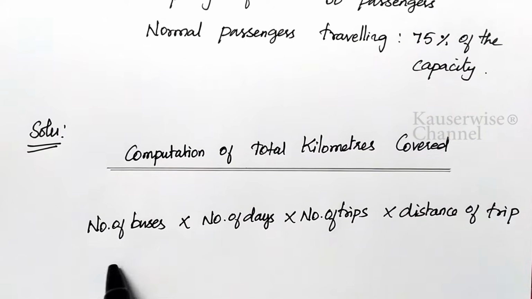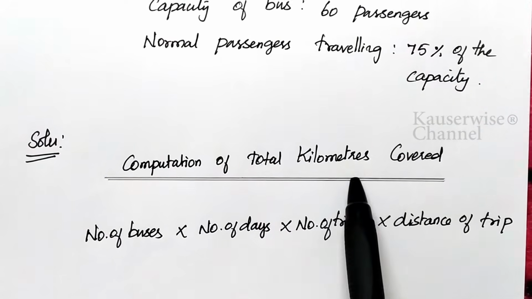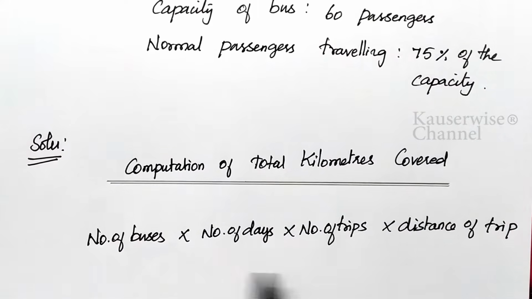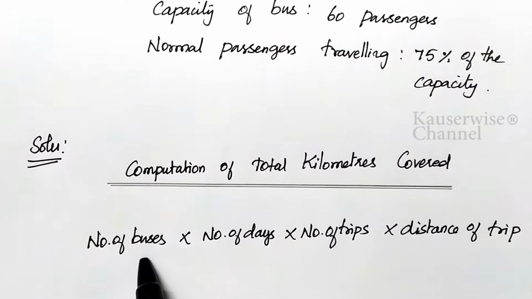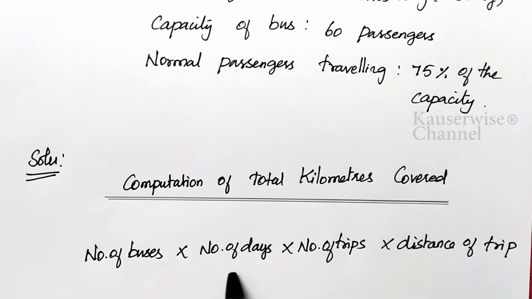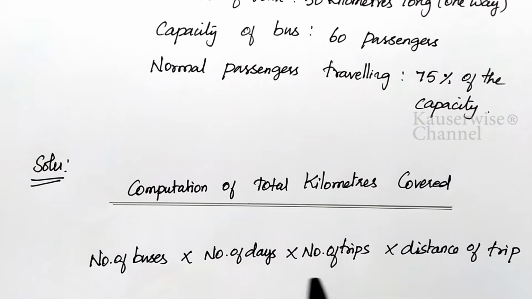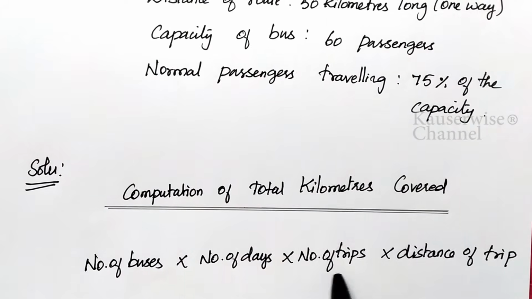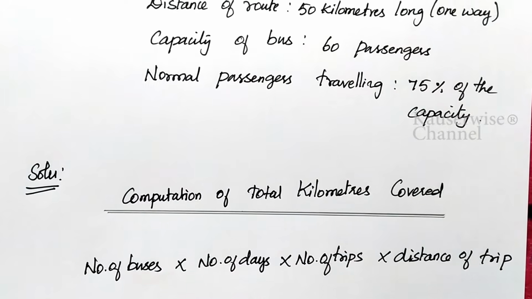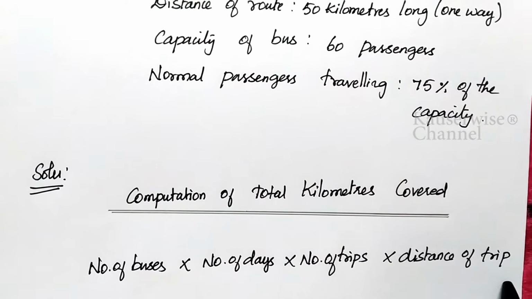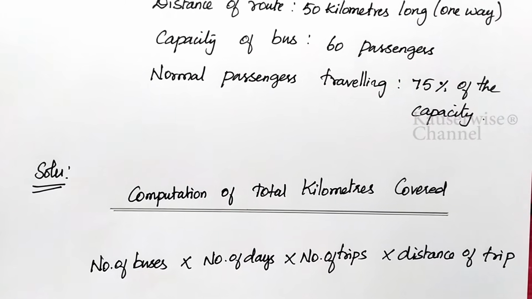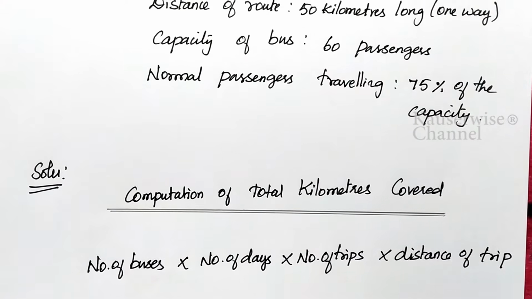There is a formula to find out total kilometers covered based on the information given in the problem. The formula is total number of buses. How many buses? 4 buses. And then number of days. How many days in a month? 30 days. Number of trips. How many trips? 4 trips. Each bus takes 4 trips per day. And then distance of trip. The distance of trip is also given: to and fro, 100 kilometers. One way 50 kilometers, so to and fro 100 kilometers.